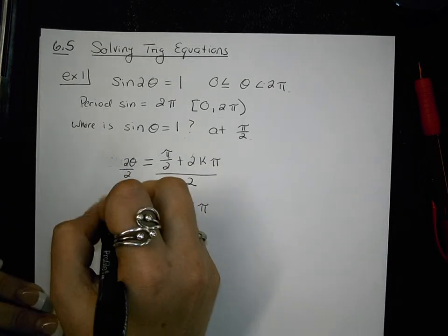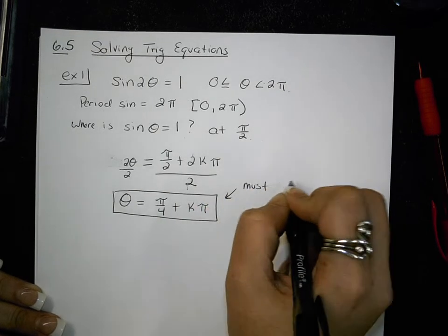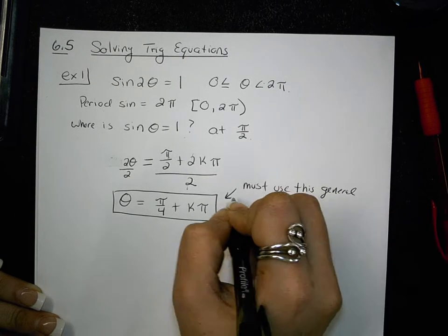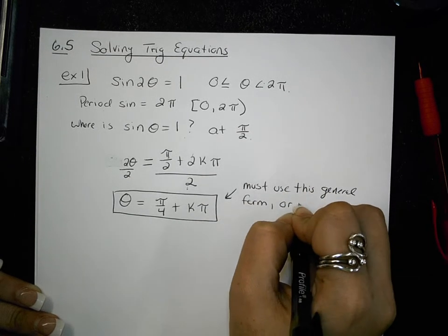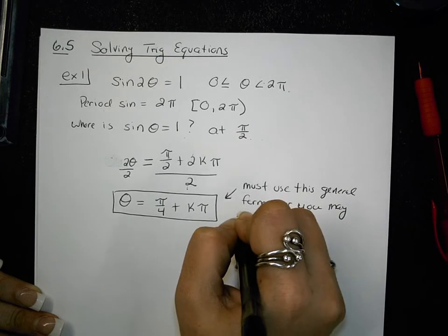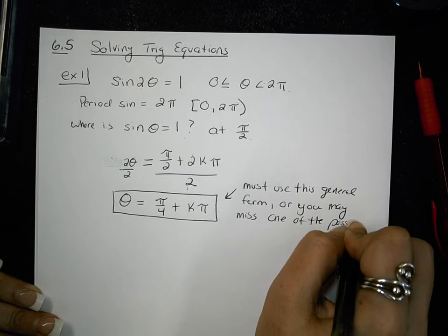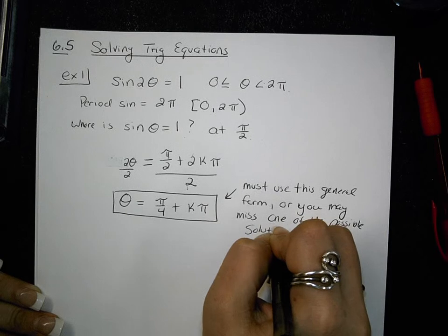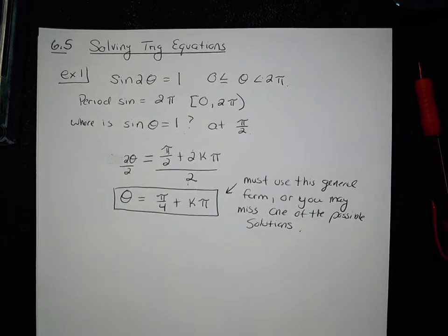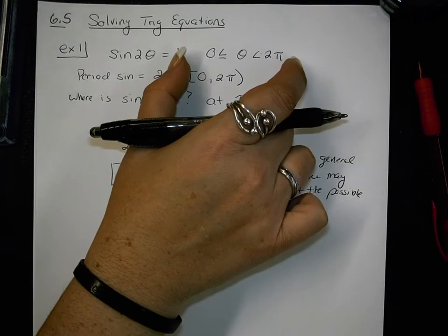Now, you need to use this. So you must use this general form, or you may miss one of the possible solutions. So what we're going to do is plug in some values for k and see if they fall within this interval.